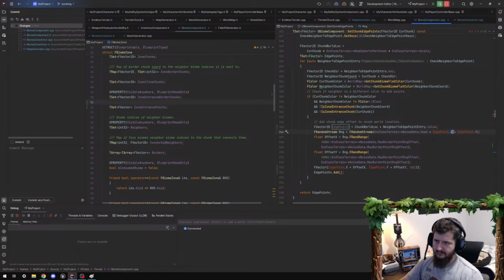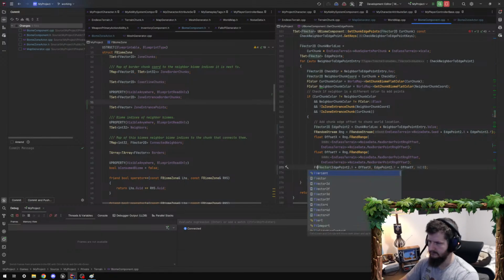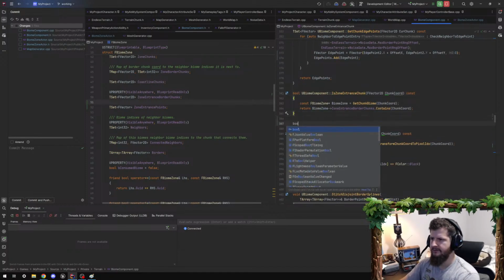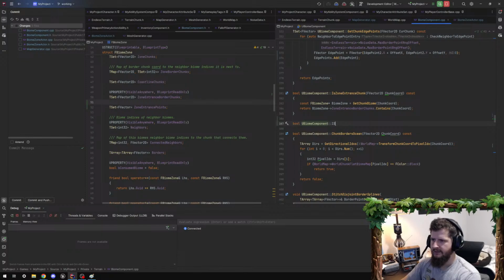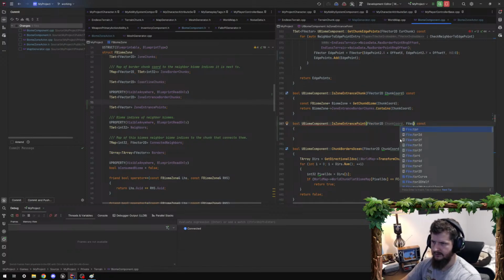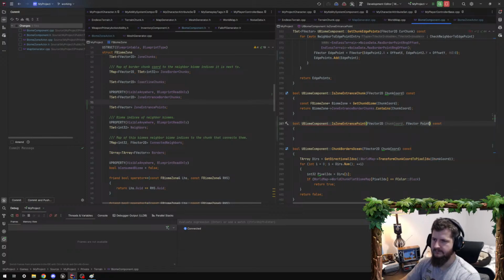Edge point 2. So I can reuse this name, edge point. Rather than is zone entrance, let's do bool UBiomeComponent is zone entrance point. And so I guess I will need the chunk and the point for this.